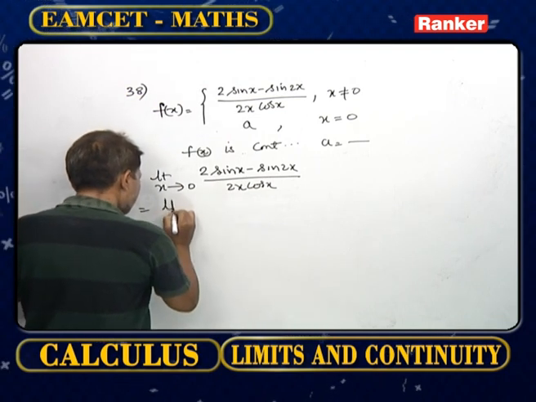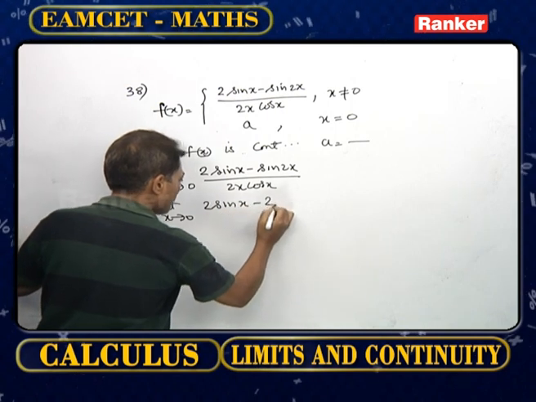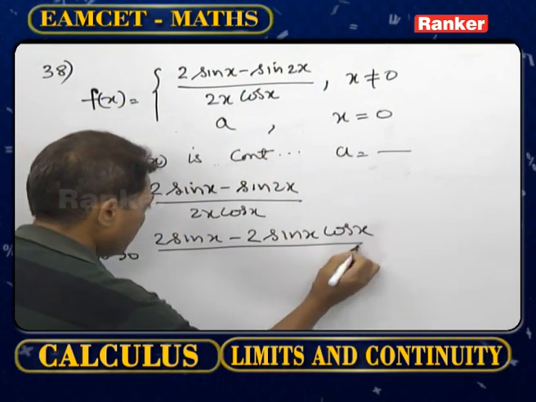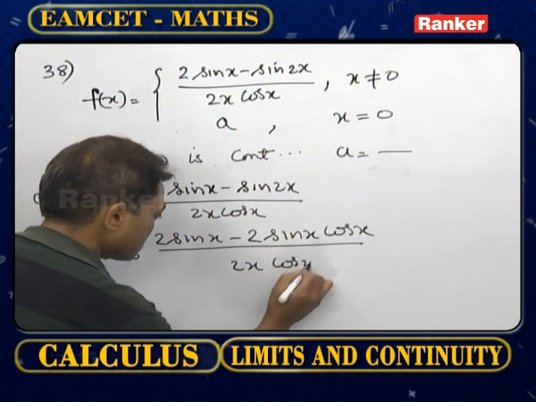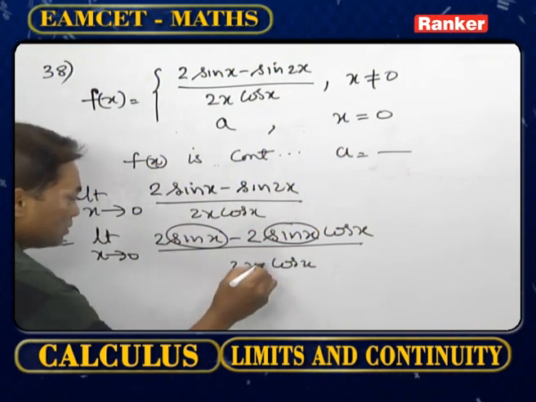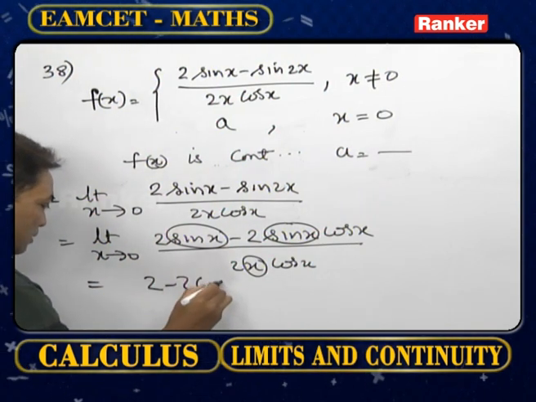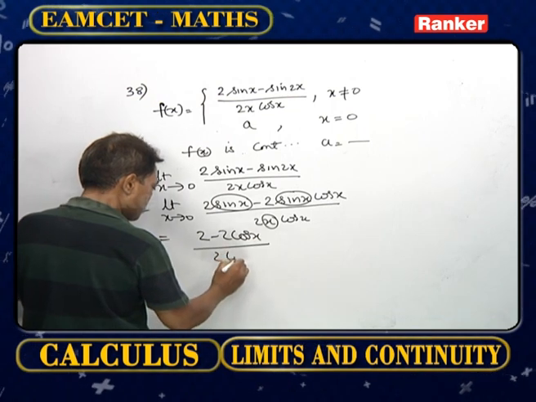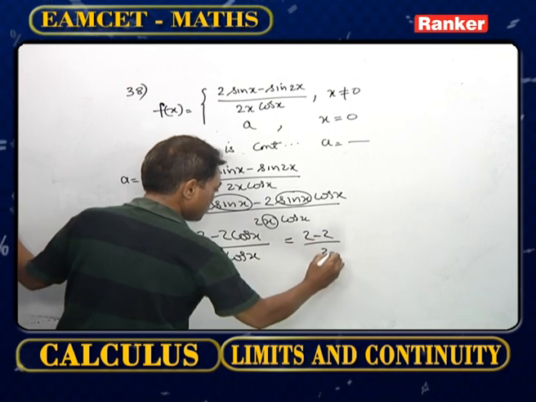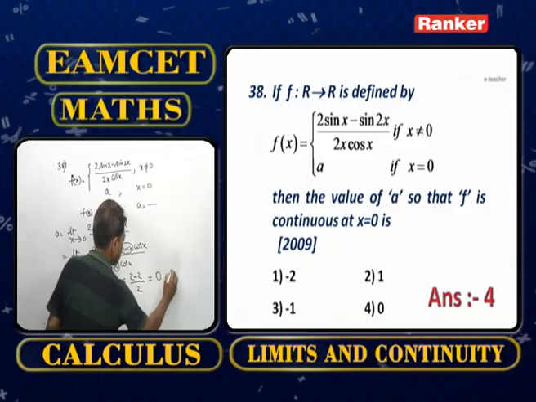Now, limit x tending to 0, 2 sin x cos x, that is the sin 2x formula, whole by 2x cos x. Very simple. You take this sin x common, this x cancels. Then it becomes 2 minus 2 cos x by 2 cos x. If you substitute the limit, 2 minus 2 by 2, which is 0. So, the fourth option is the right answer.